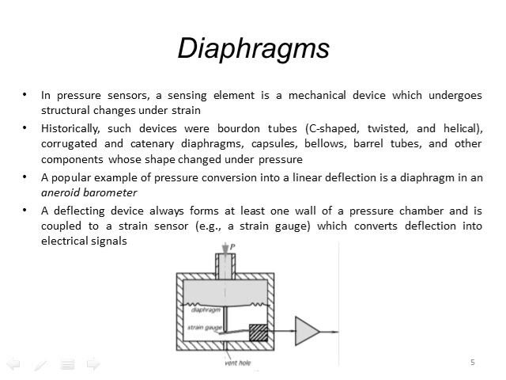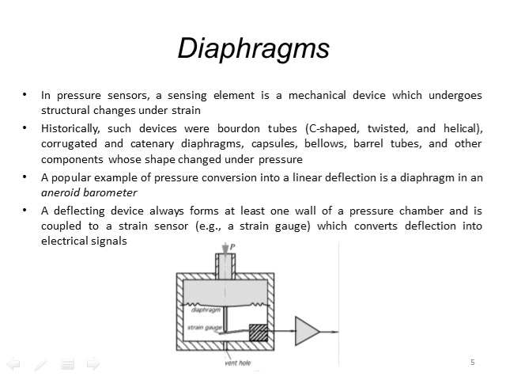of a diaphragm. So in pressure sensors, the sensing element is a mechanical device that undergoes structural changes due to strain, and the strain comes from the fact that the pressure difference across this mechanical element is going to cause some movement. So historically, such devices were Bourdon tubes and many different types of funny things.